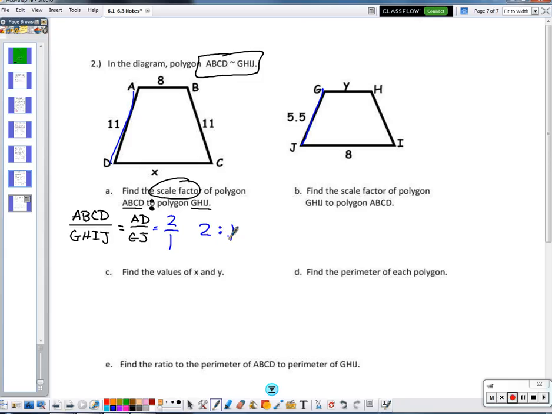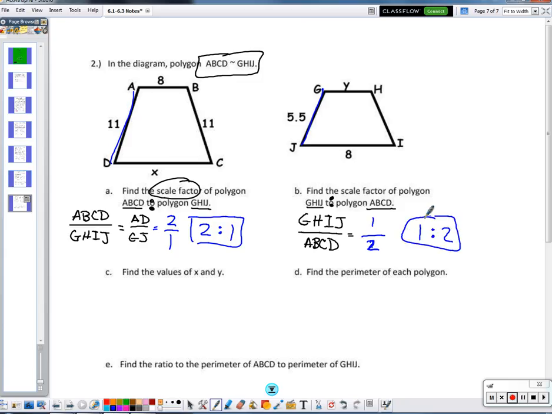What's my scale factor for the other way around? How do I know it's the other way around? Well, look at the order of the letters. GHIJ to ABCD. Here they want it flipped, so I have to make sure I flip my ratio. So this is going to be equal to 1 over 2, or 1 to 2. The order of the polygons in the statement matters. It's 1 over 2 or 2 over 1. But we can use that scale factor to find my missing values.